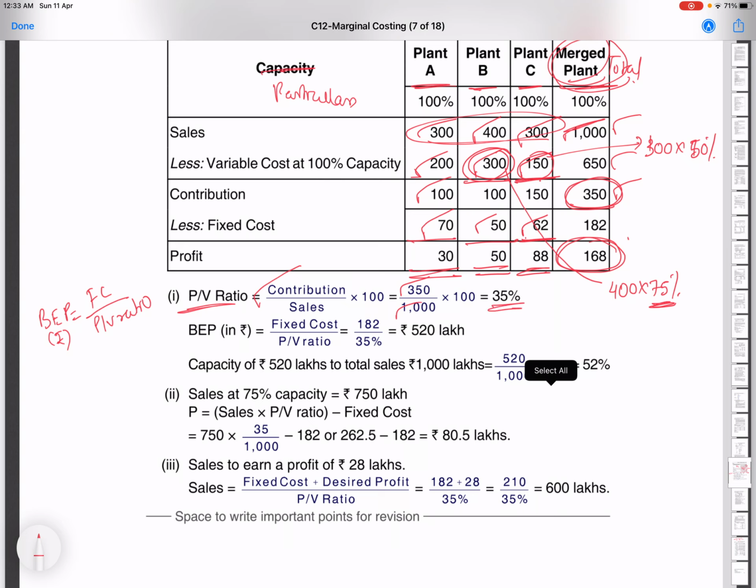Input this detail. Total fixed cost is 182 divided by PV ratio 35%. Put it in the break even point formula and you get break even point of 520. It means 520 out of total sales of 1000. So can I say break even point is 52% of total actual sales, right?